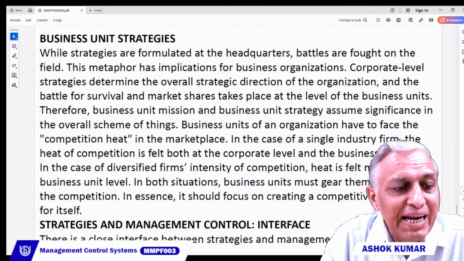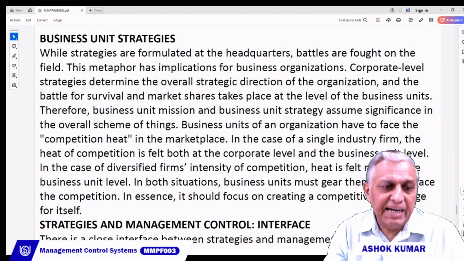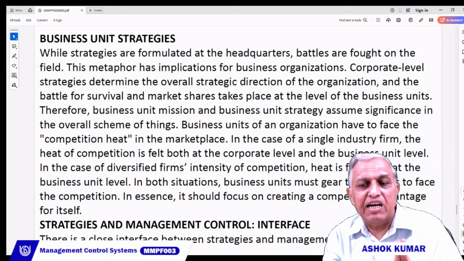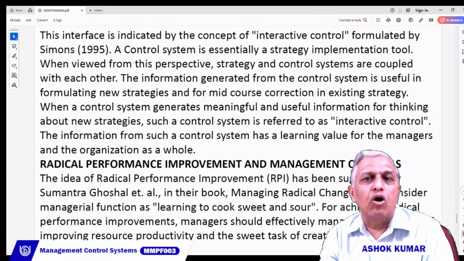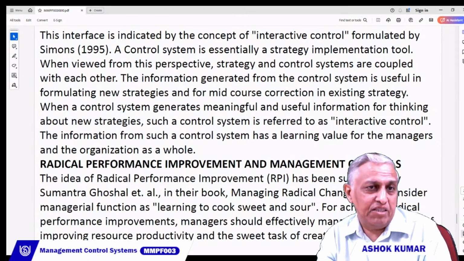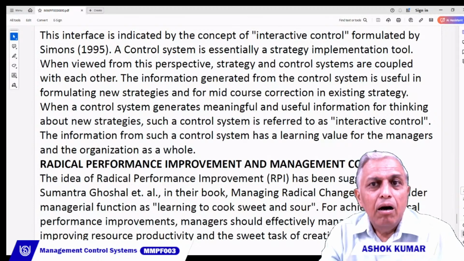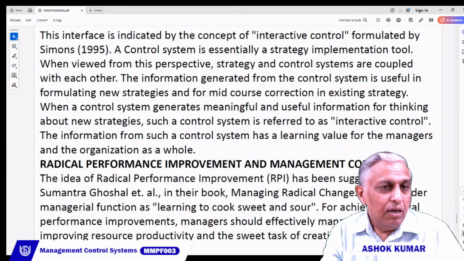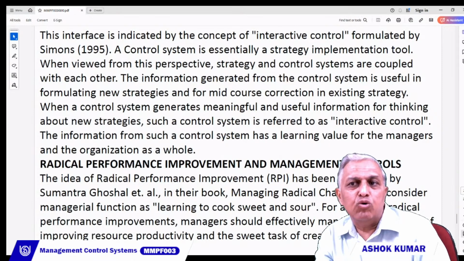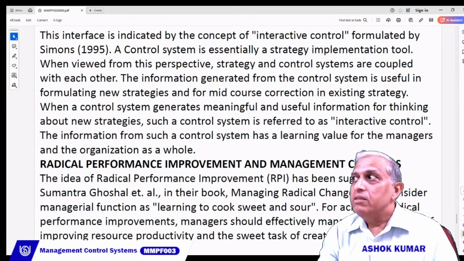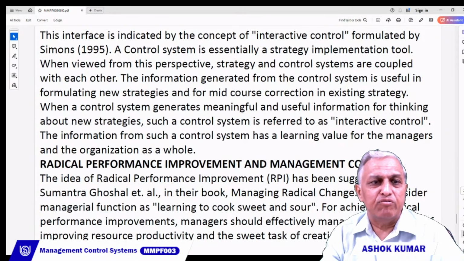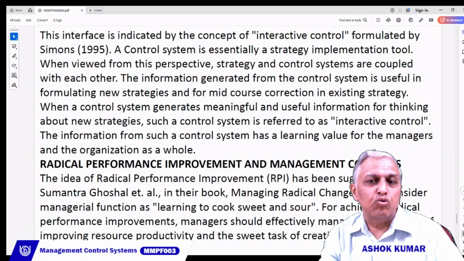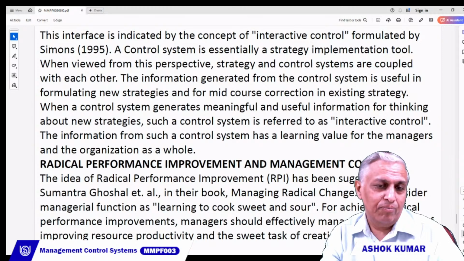Strategies and management control interface. These are interlinked. There is a close interface between strategies and management control. The interface is indicated by the concept of interactive control formulated by Simons. A control system is essentially a strategy implementation tool. When viewed from the perspective of strategy, control systems are coupled with each other. The information is such that when a control system generates meaningful and useful information for thinking about new strategies, such a control system is referred to as interactive control.